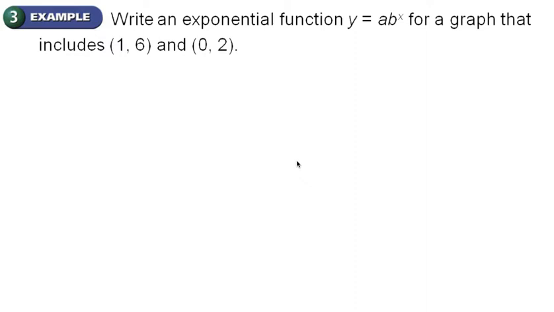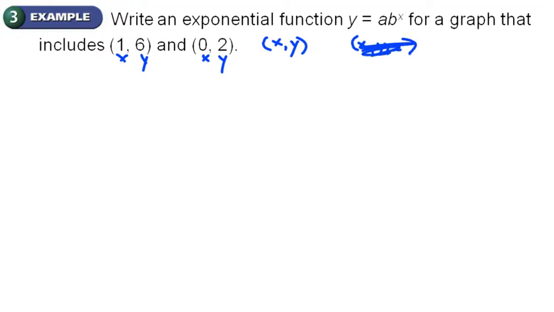Okay, this is the tough example. Write an exponential function y equals ab to the x power for a graph that includes (1, 6) and (0, 2). All right, so the first thing I'm going to do is label my points. This is an x coordinate, this is a y coordinate. This is an x coordinate, and this is a y coordinate. It's always that way. When you are given coordinates, it's x, y, unless it's in 3D, and then you have x, y, z. But we don't need to do that.